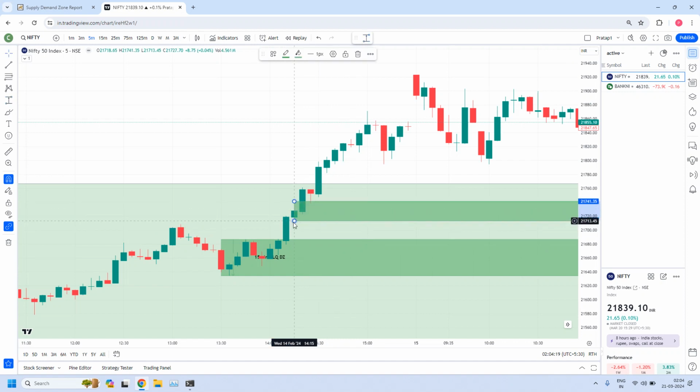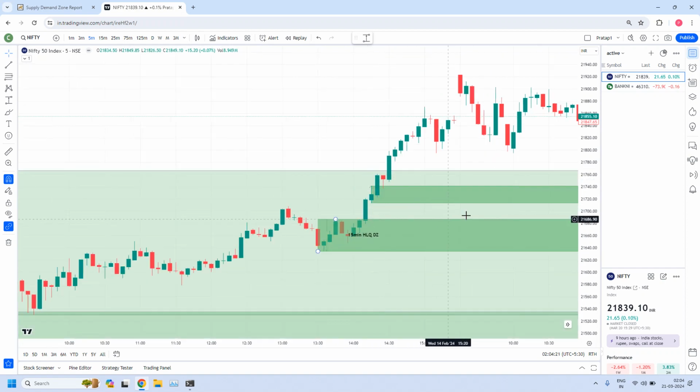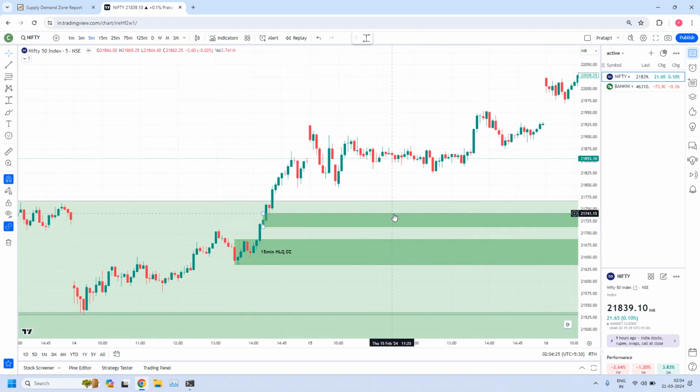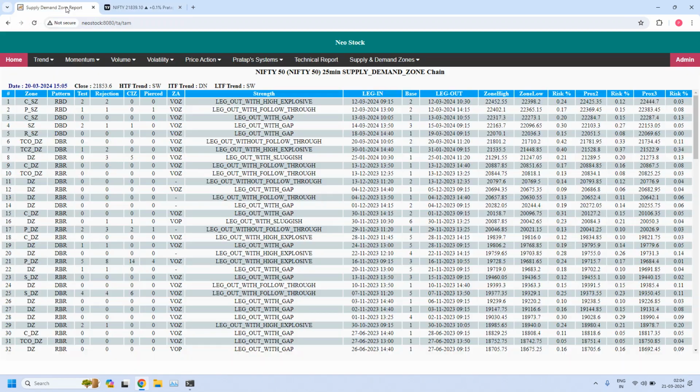This is the zone, low priority zone. And in this zone, if you would have taken a trade, you would have got a 220 points move. This is a high liquidity zone. We didn't draw it, but I am showing you the low priority zones from our reports every day. Even yesterday's report, you would have seen this. Let me show you.